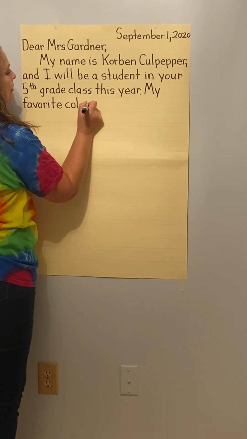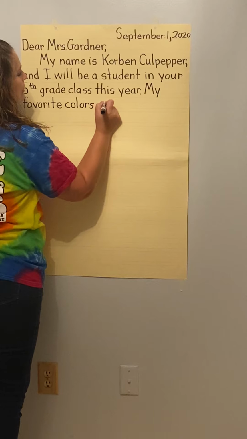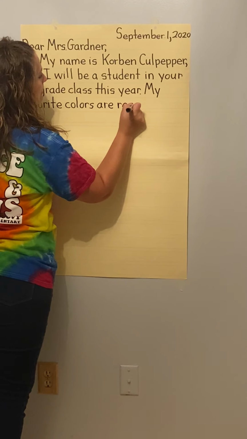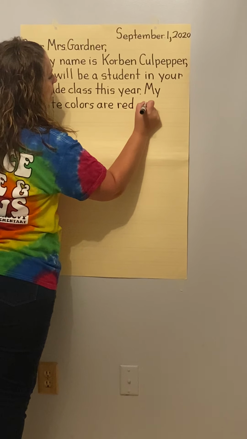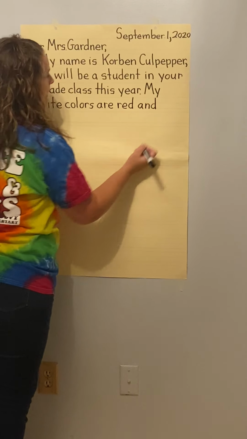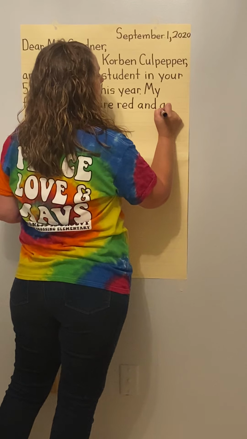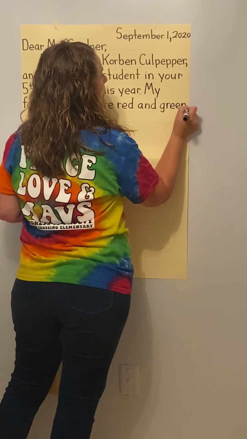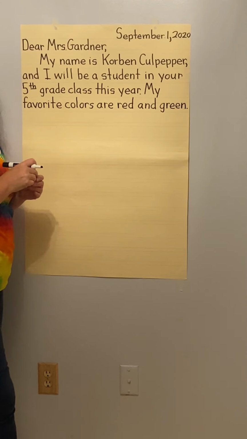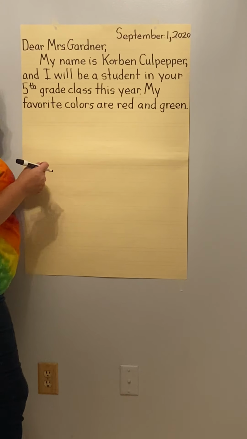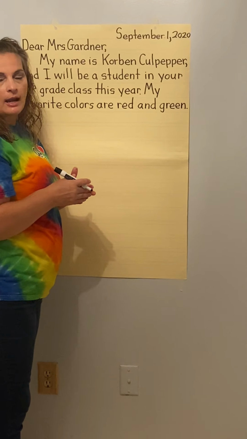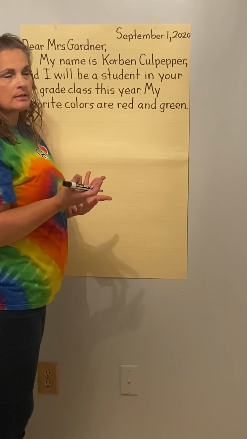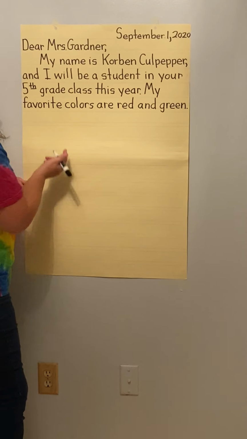I just indent the first line. My favorite colors are red, and green. Don't forget your punctuation. And then he said that some of the things he likes to do are play video games, play sports, and participate in outside activities.